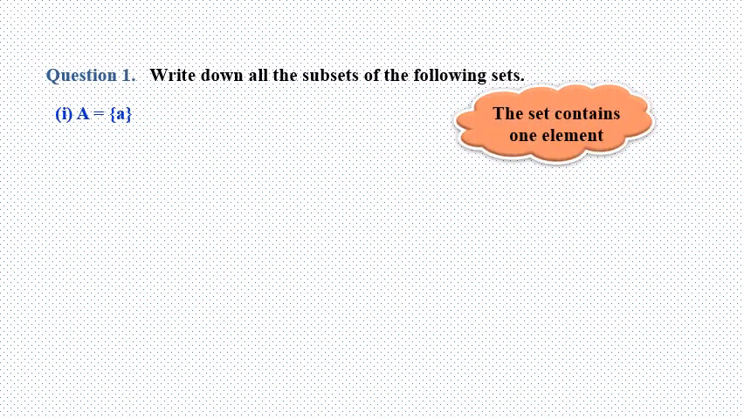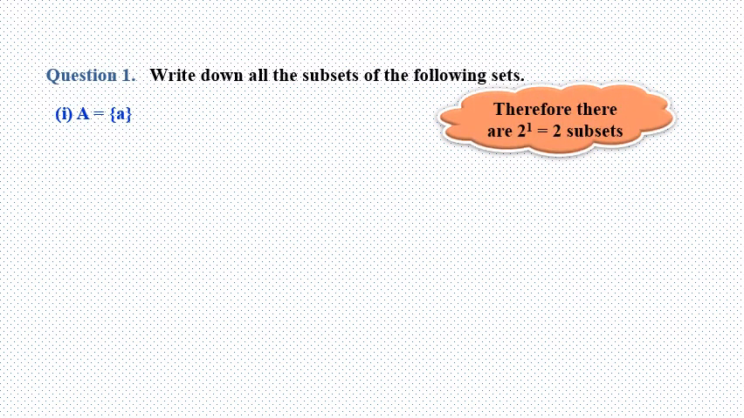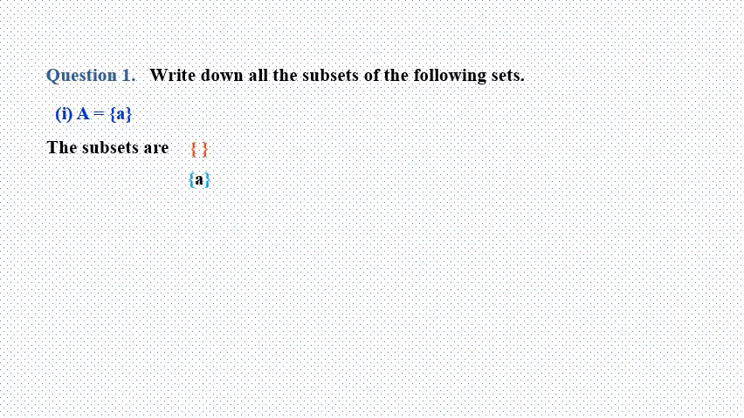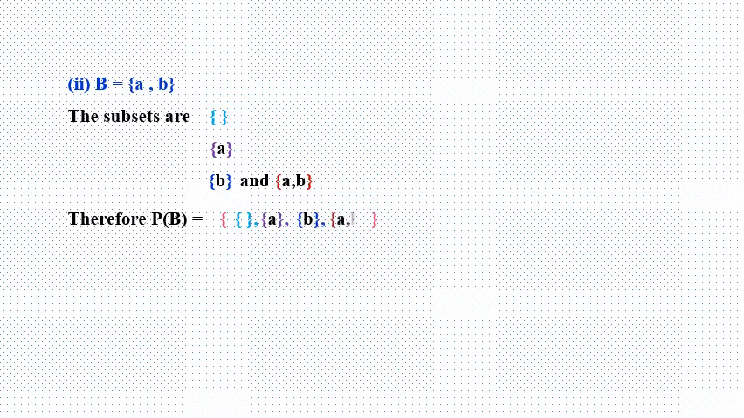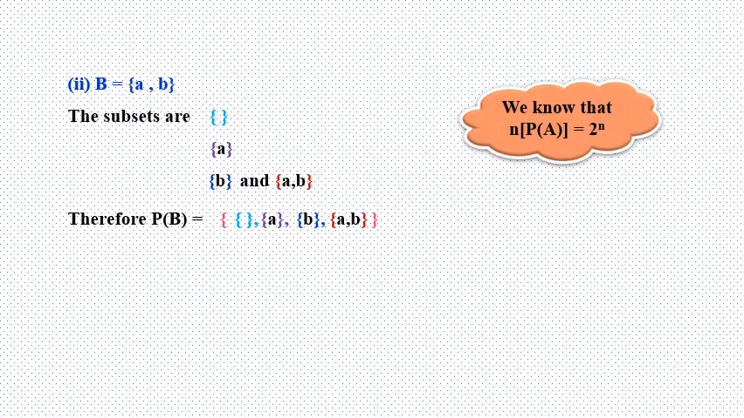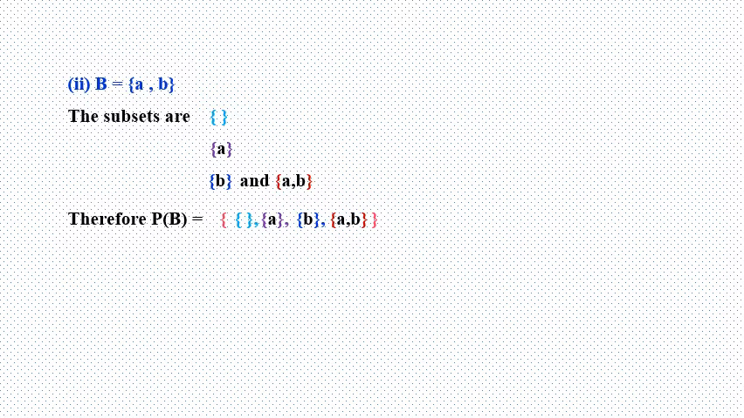Write down all the subsets of the following sets. The set contains one element. Already we have practiced this. The subsets are these, so the power set contains the empty set and this one. We know it is 2 raised to n. Then take 2 elements. Therefore there are 2 raised to 2, that is 4, subsets: no element, one element A, one element B, and A, B. So there are 4 different subsets we can form here. That is the formula 2 raised to n.